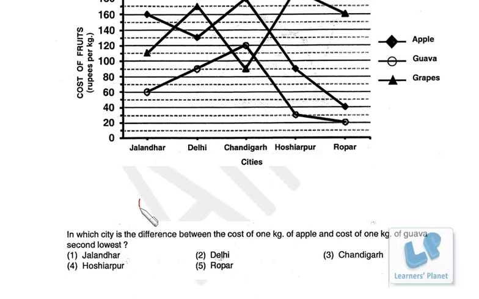In Jalandhar it is 100, in Delhi it is 130 and 90, so that's 40. In Chandigarh it is 120 and 60. In Hoshiarpur it is 60. In Ropar it is lowest, but we have to calculate the second lowest, so that is 40, that is Delhi, right? Pretty simple.